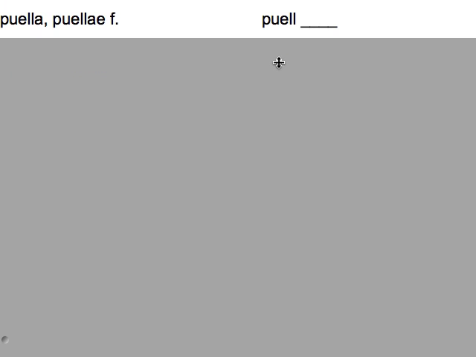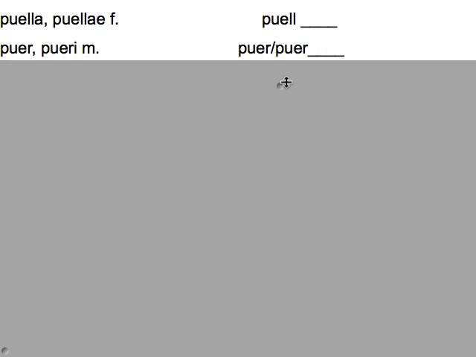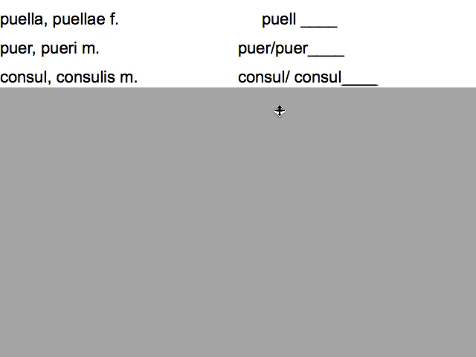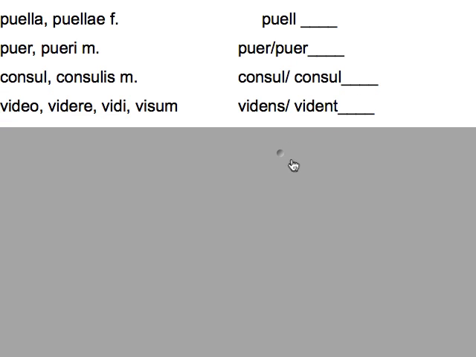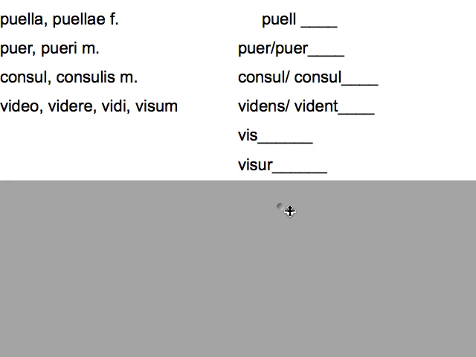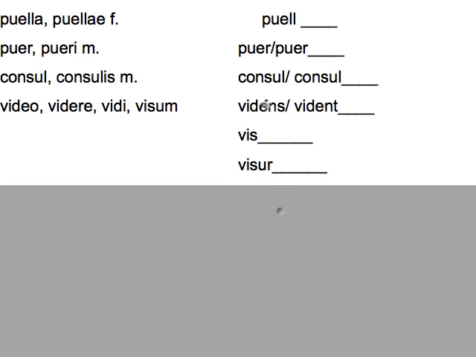We've got puella, puellae, which we all know means girl. Here's the base over here. We've got puer, pueri, which we all know means boy. Noun in a singular form and the base. Consul, consulis, which we know means consul. And then our verb is video, videre, vidi, visum, which we know means see. And of course, we have our different participle stems over here.